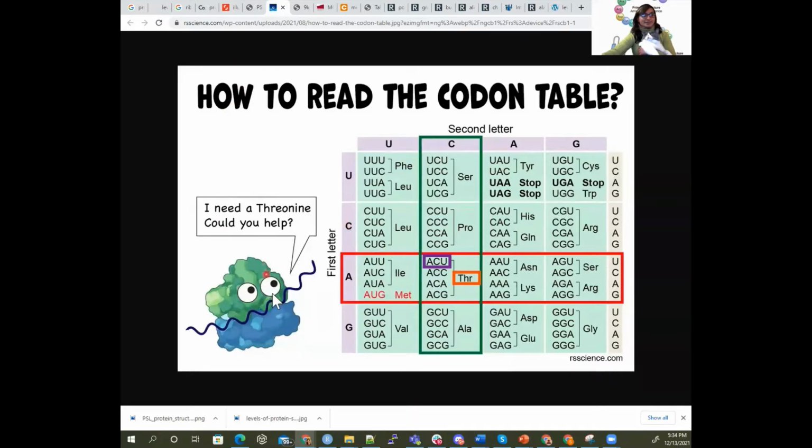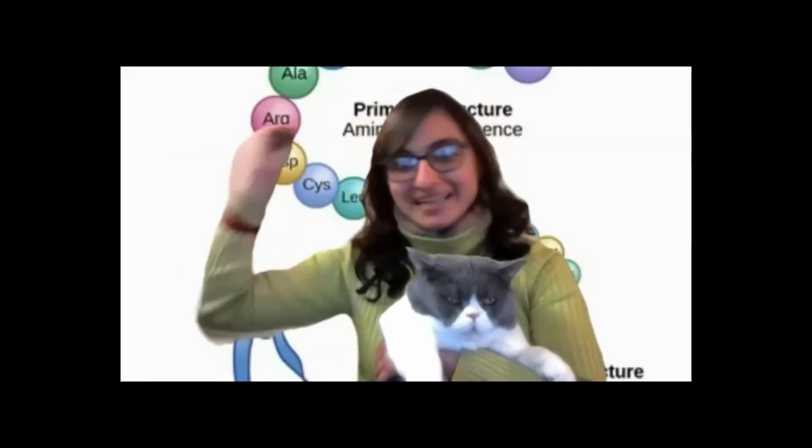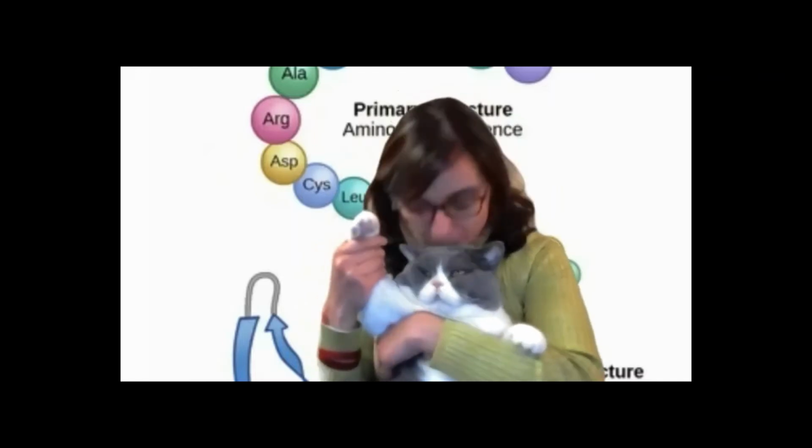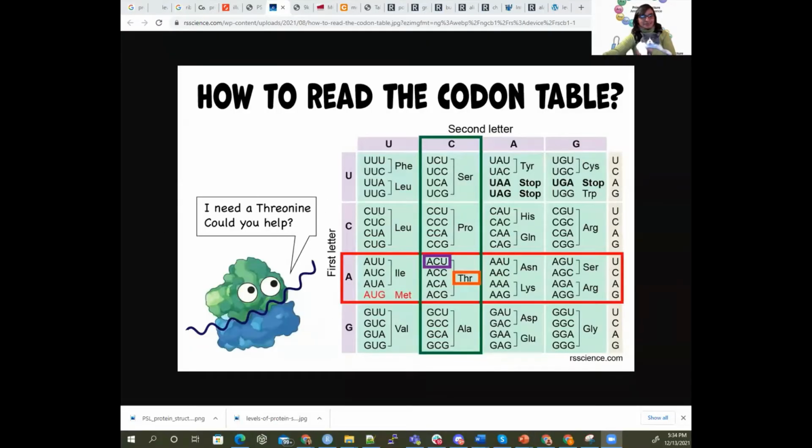And the ribosome is very cute. You can see behind me just a set of amino acids as well. Basically this little ribosome is saying, I need a threonine. Could you help me? So how we can interpret that is that this is the first letter, this is the second letter, and within this are the 3 letters. So there are 64 combinations. It's 4 times 4 times 4, where there are 4 different messenger RNA bases here.